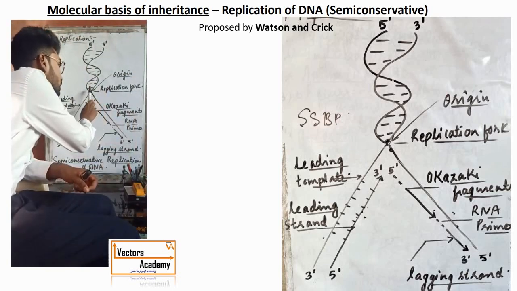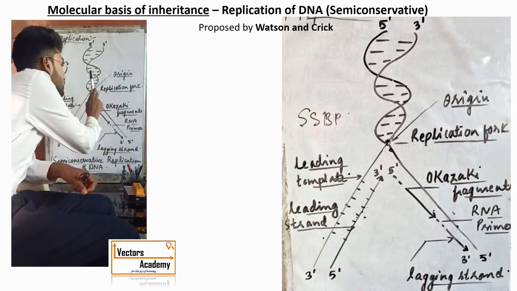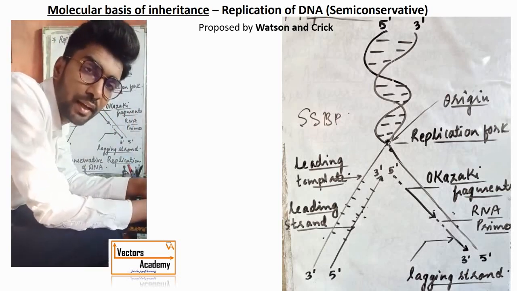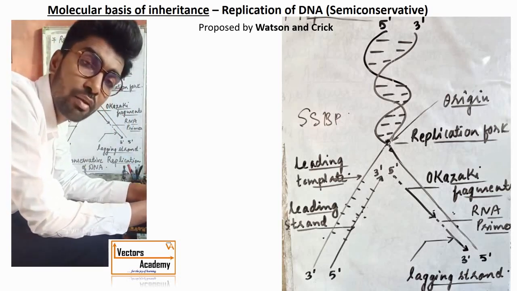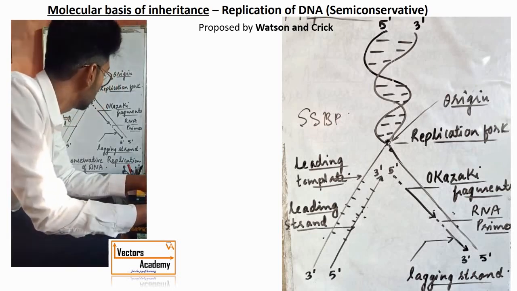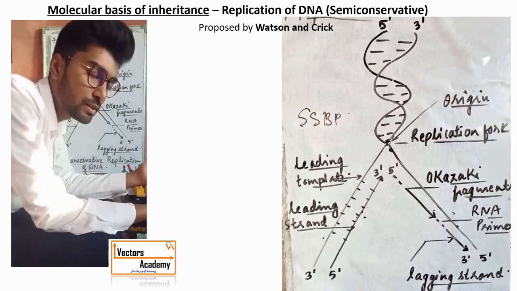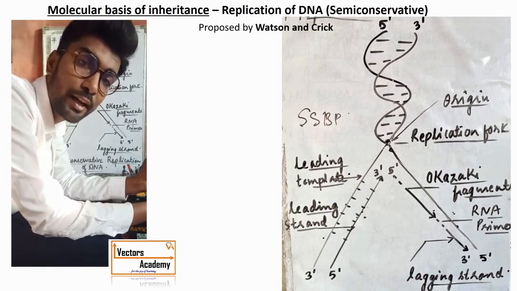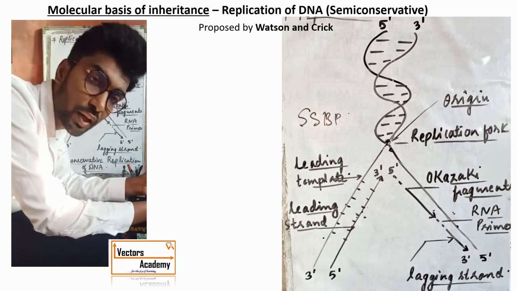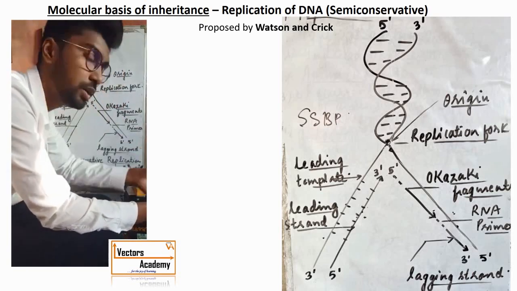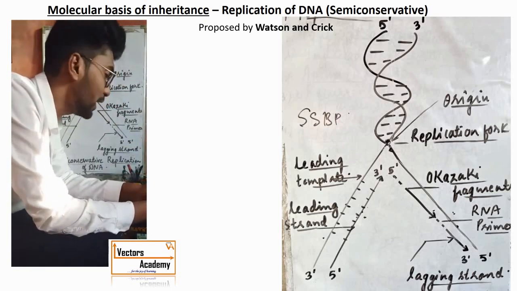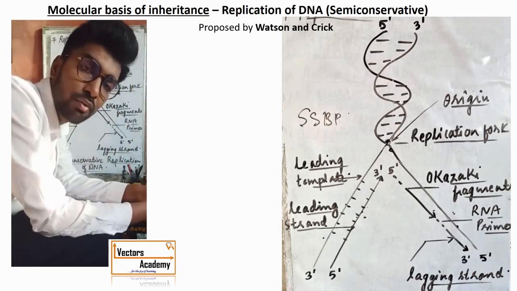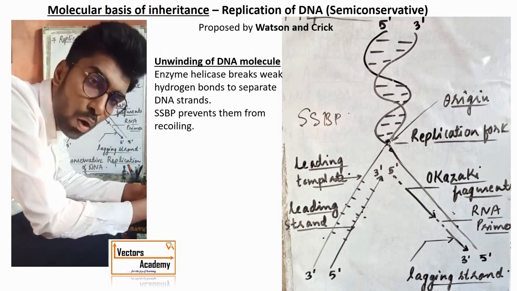You can see the DNA is cut at a specific point, and this incision is made by a very important type of cleaving enzyme, called restriction endonuclease. Restriction endonuclease is a cleaving enzyme which cleaves the DNA at a specific point. That is called incision. Fourth step is unwinding of a DNA molecule.